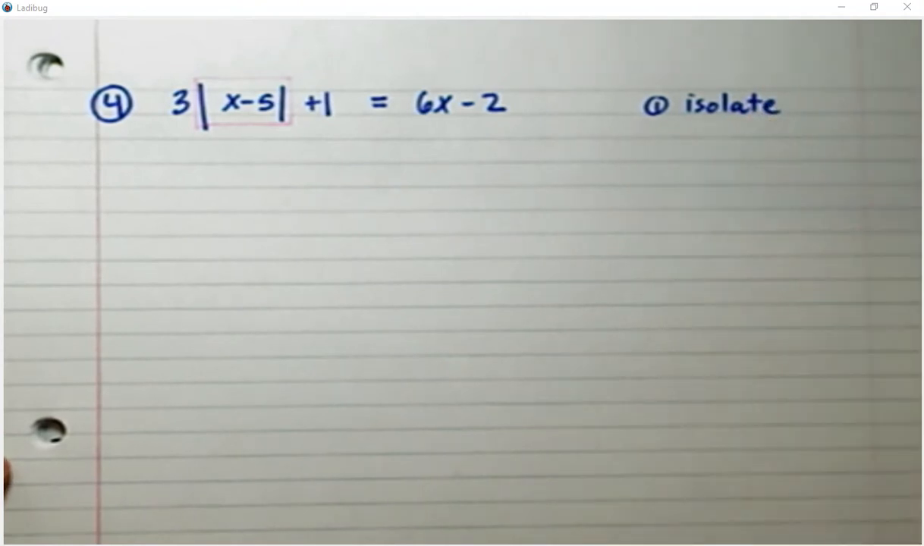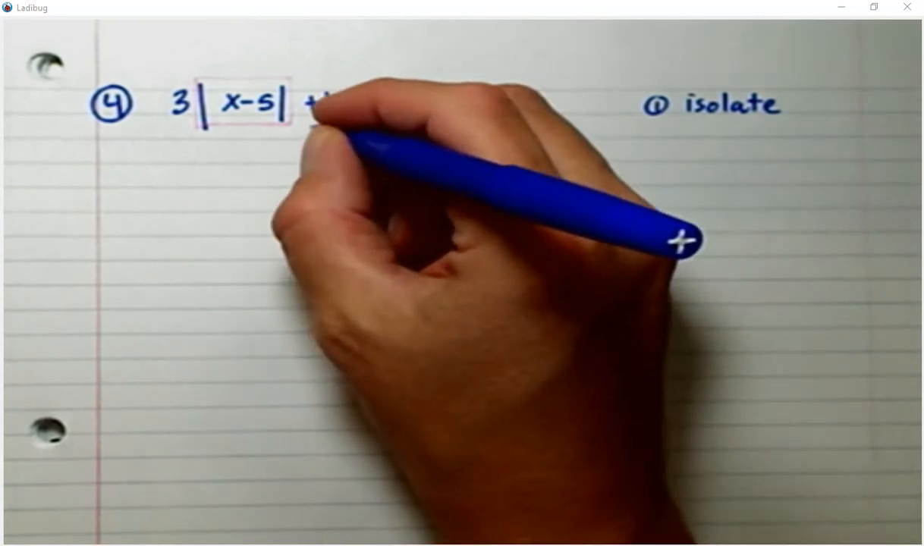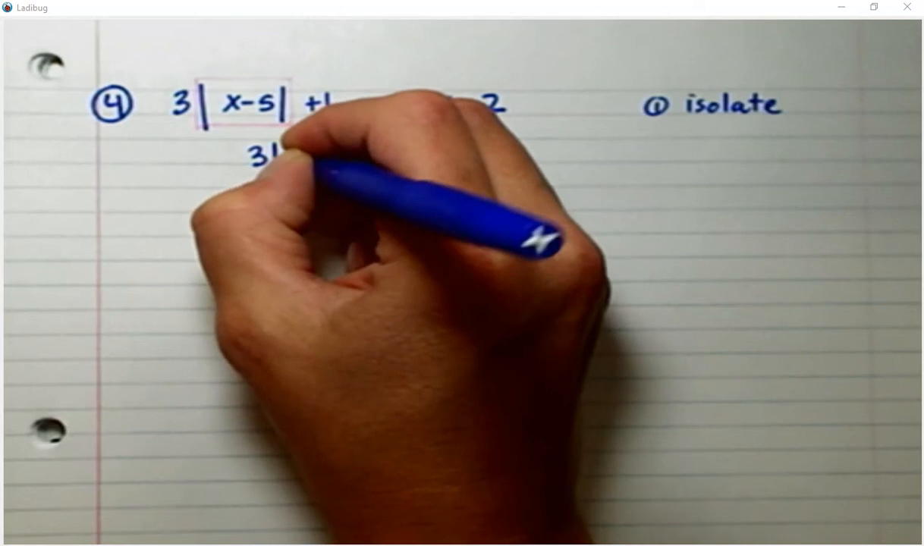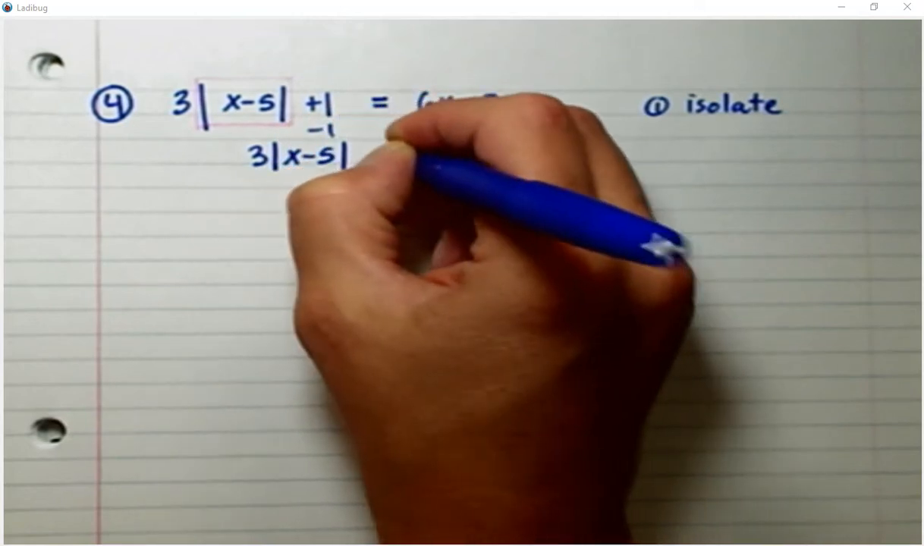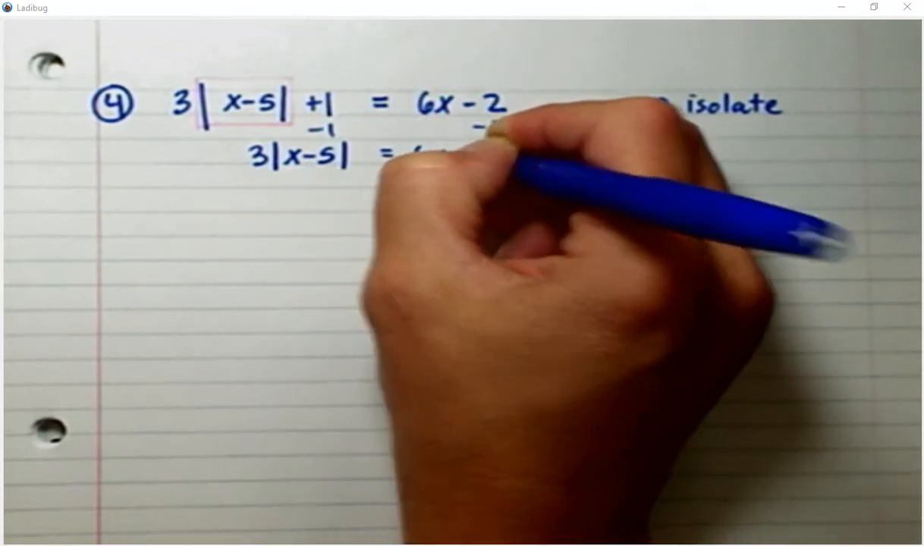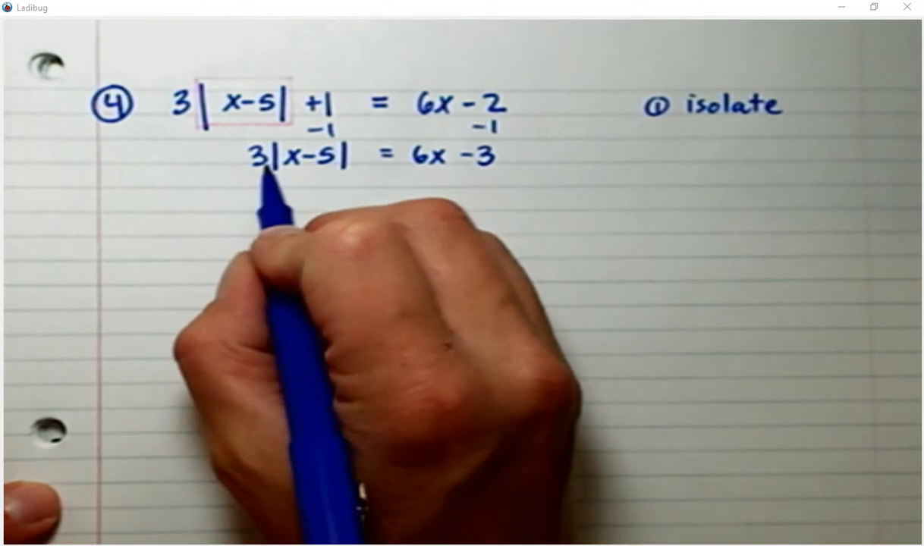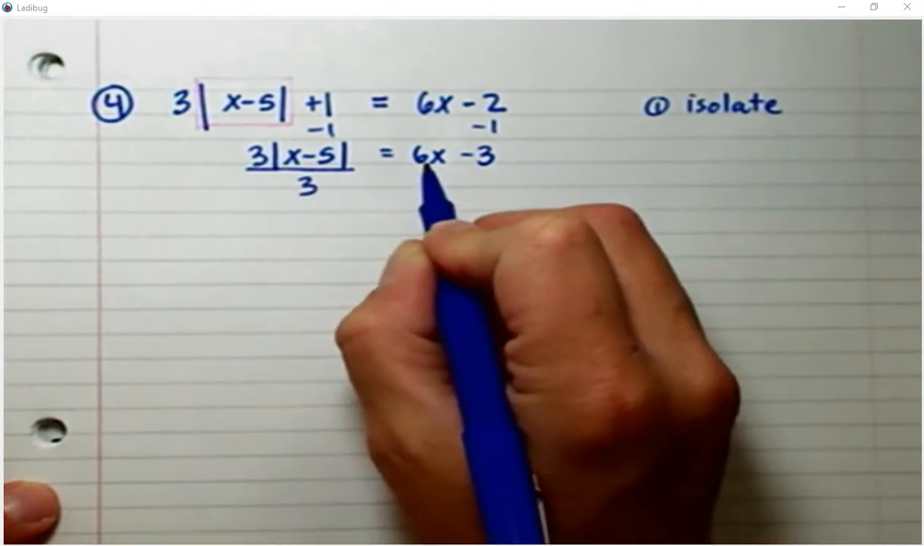In order to isolate, I'm going to subtract 1 from both sides. Then I'm going to divide by 3 on both sides.